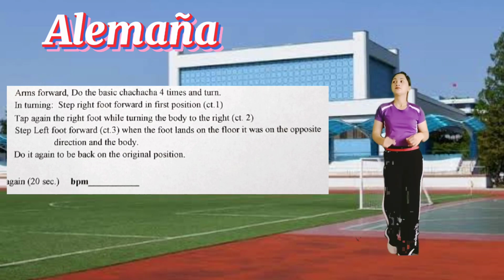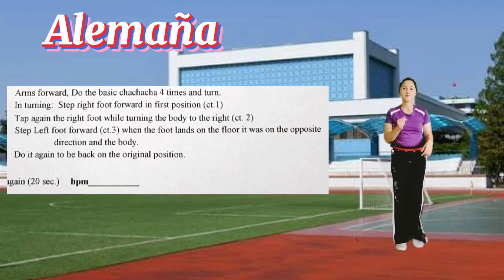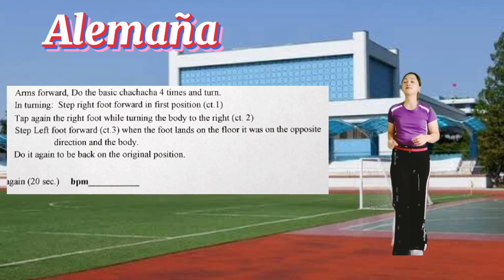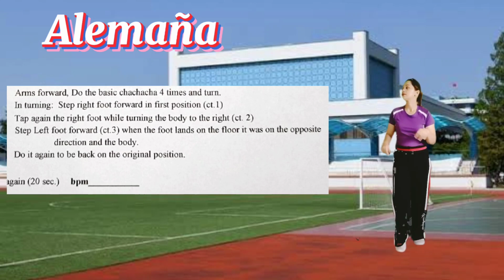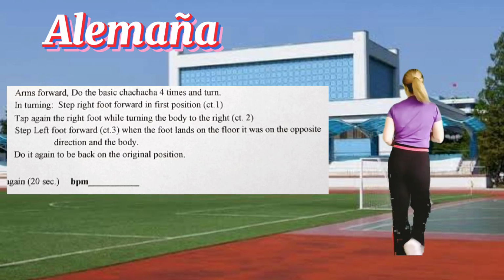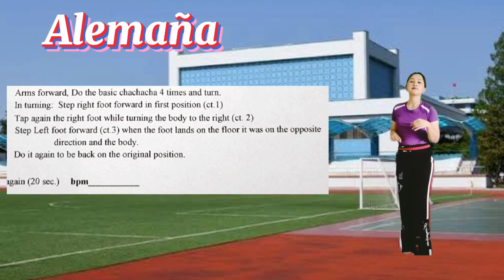Alemania. Arms forward. Do the basic cha-cha-cha 4 times and turn. In turning, step right foot forward in first position, count 1. Tap again the right foot while turning the body to the right, count 2. Step left foot forward, count 3.